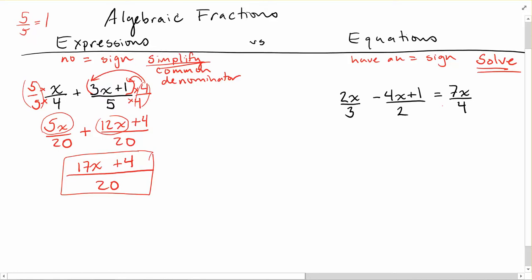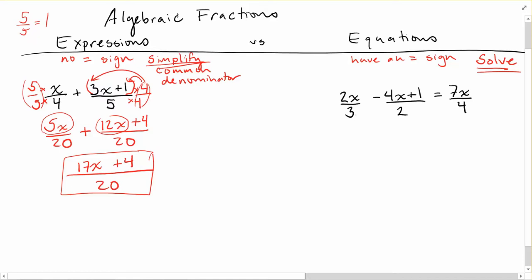The same idea that I had over here, that I wanted to make sure I didn't change the expression by timesing by 4 over 4, which is the same thing as 1. That's the same principle here. I need to make sure I don't change this equation. Remember, with equations, they're balanced, so what I do to one side, I have to do to the other side. So my trick here for solving an equation is going to be to times by the denominators.